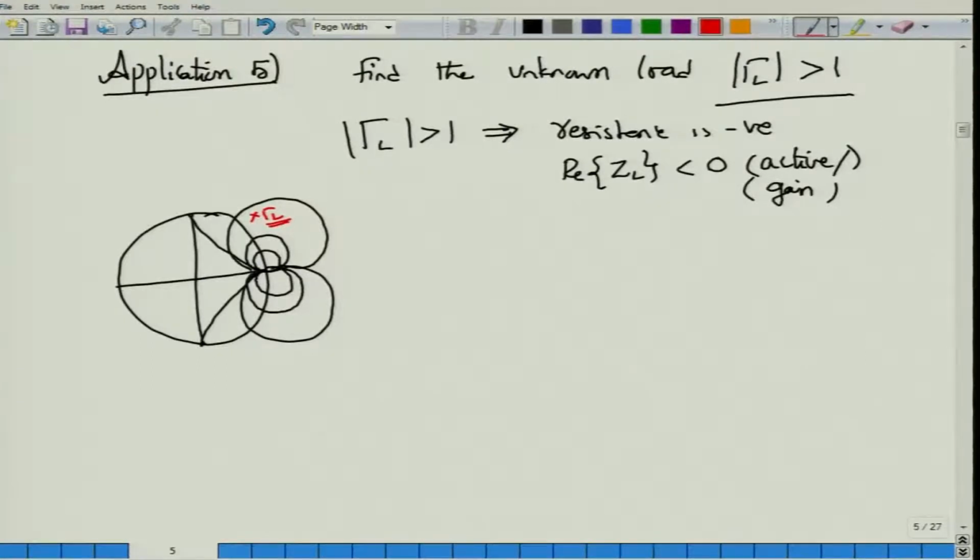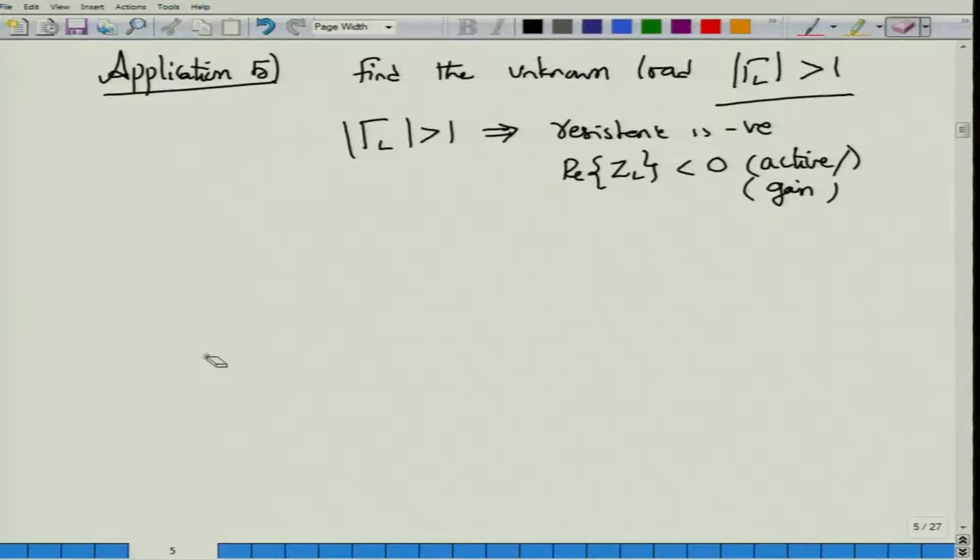Unfortunately, this negative resistance chart is slightly confusing if you are not designing amplification or amplifiers. So, our usual method is to use the existing standard Smith chart itself and try to find out what is the value of the unknown load. And the idea is very simple.